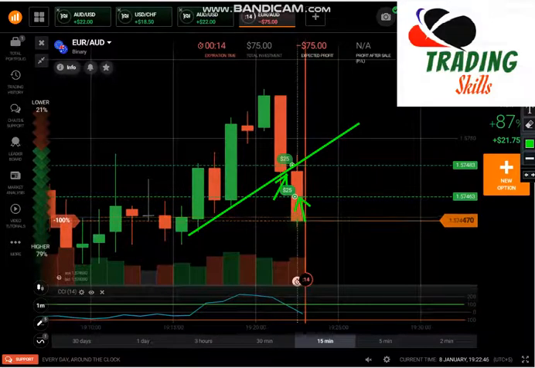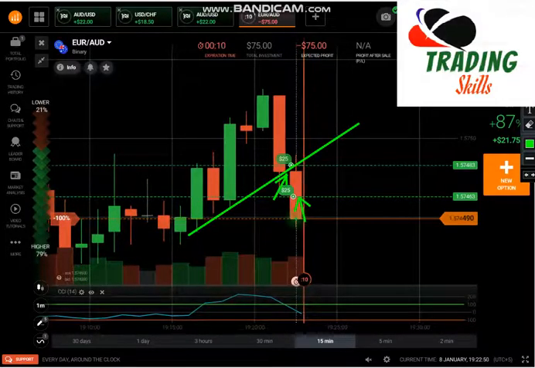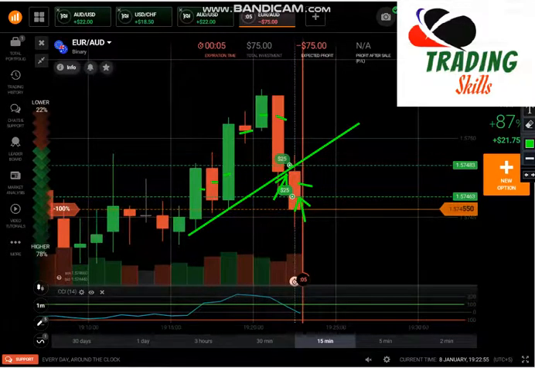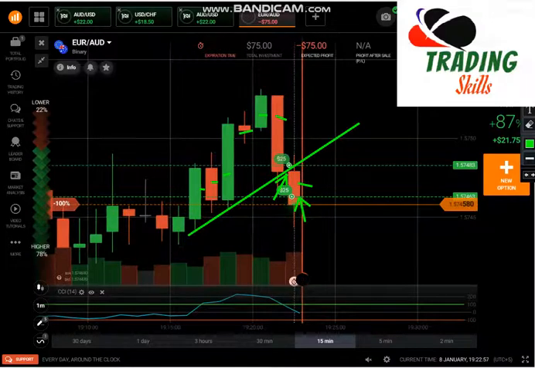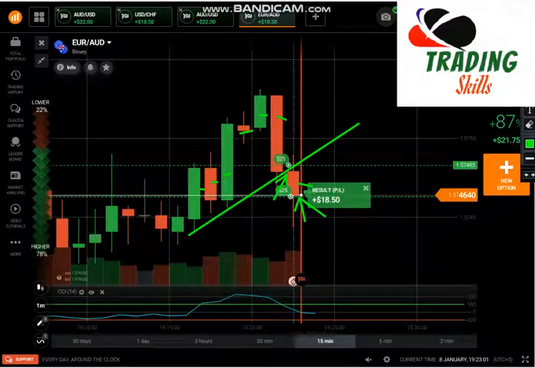So let's see what happens here, because I'm seeing green, red, green, red, green, red. I can expect a green candle here, but I will definitely win this trade here because of my entry point. Now you can see I won my trade here.